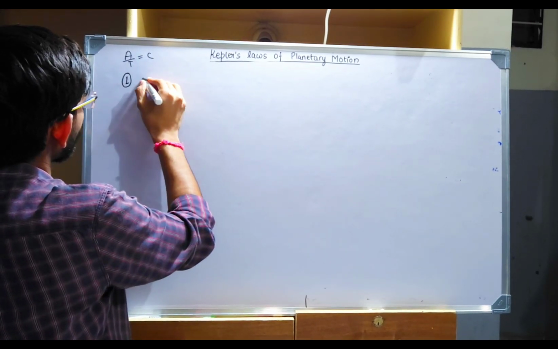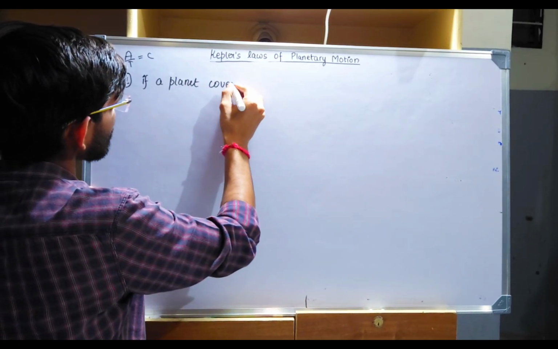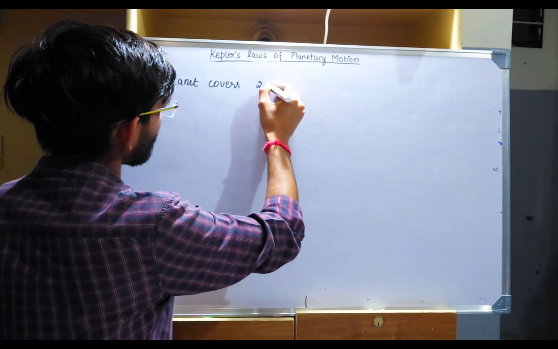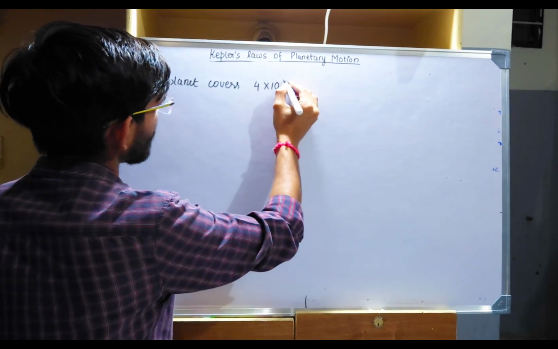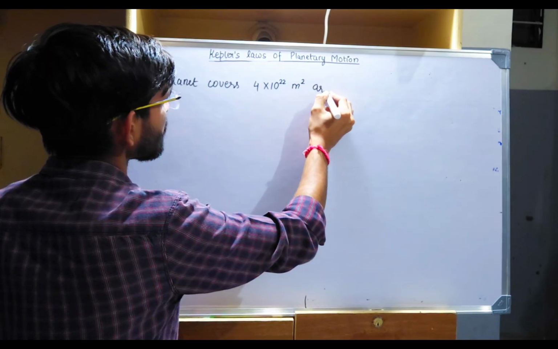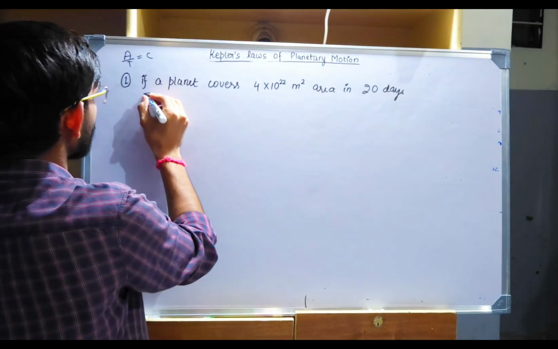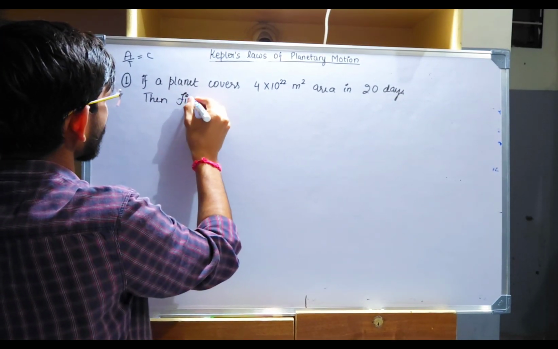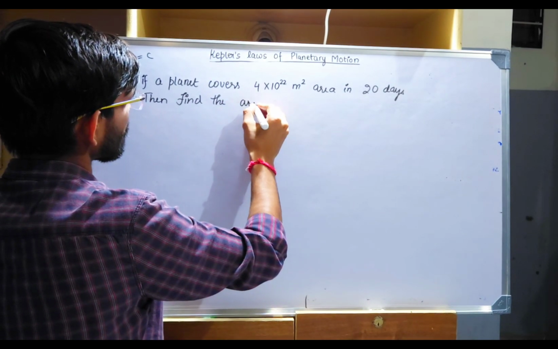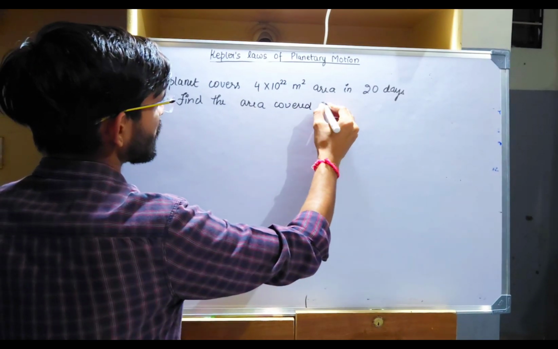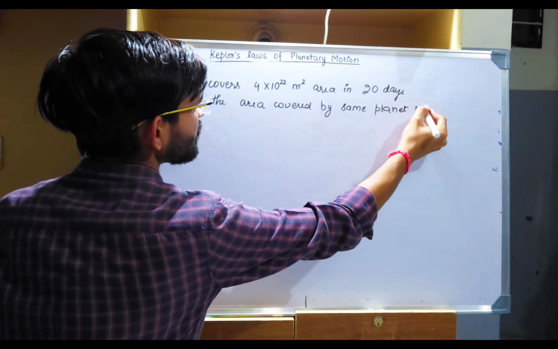First question is, if a planet covers 4 into 10 raised to power 22 meter square area in 20 days, then find the area covered by the same planet in 50 days.